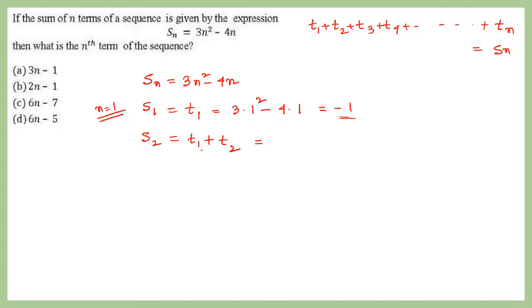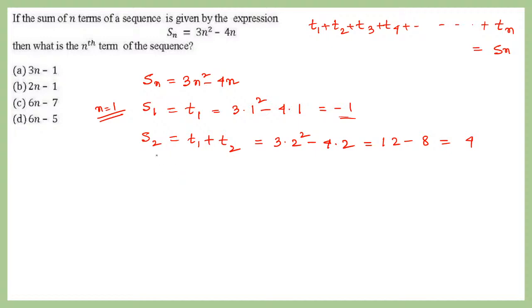Now we don't know T2, so we cannot add T2 with T1. But we know S2, similar to the previous case, that is 3 into 2 square minus 4 into 2. That is 3 into 4, that is 12, minus 4 into 2 which is 8, that is equal to 4. So we know that T1 plus T2 is equal to 4.